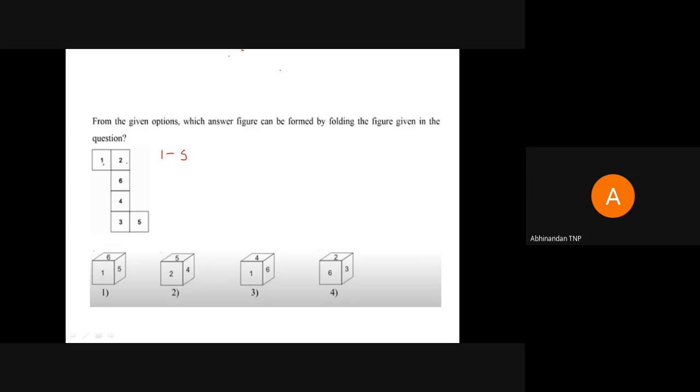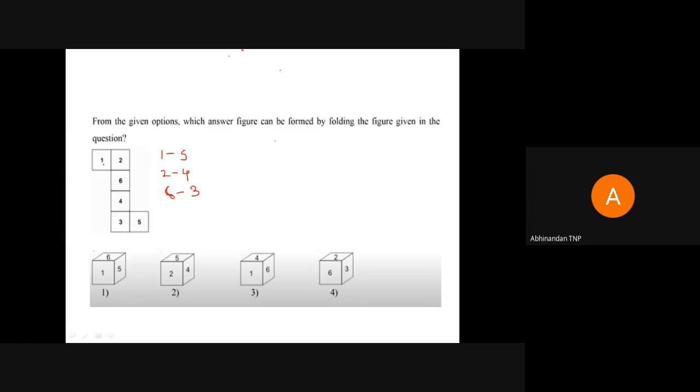Then what is the opposite of 2? The opposite of 2 is 4. And what is the opposite of 6? The opposite of 6 is 3. This means that when you throw the dice, you should get this kind of analysis. You just have to identify the opposite faces. The opposite face of 1 is 5, the opposite face of 2 is 4, and the opposite face of 6 is 3.